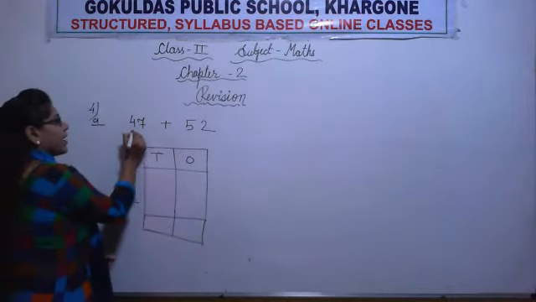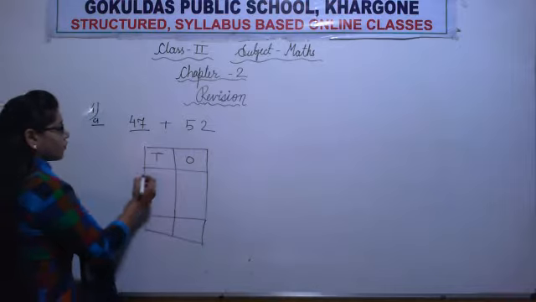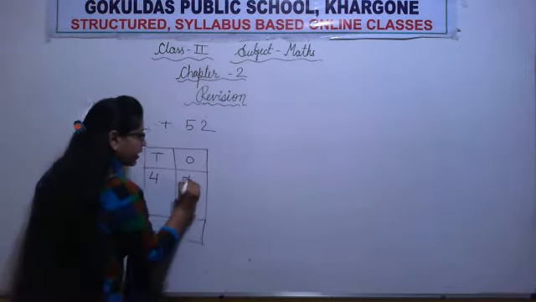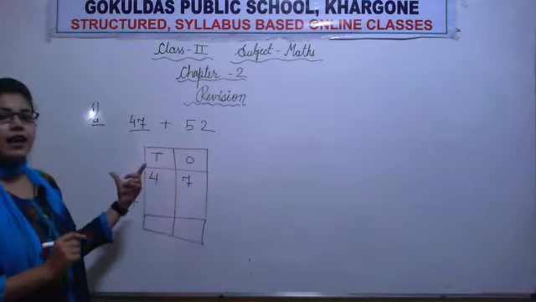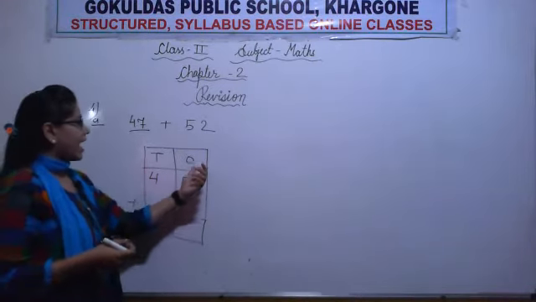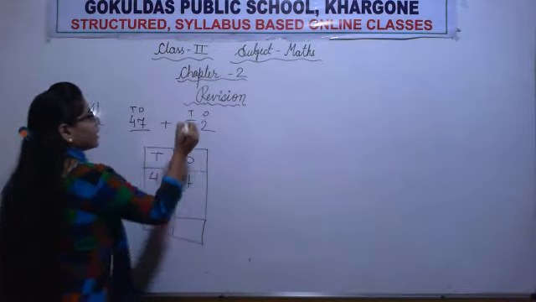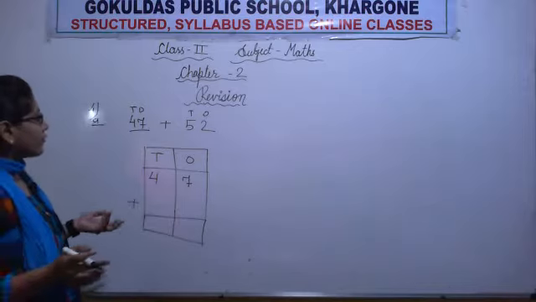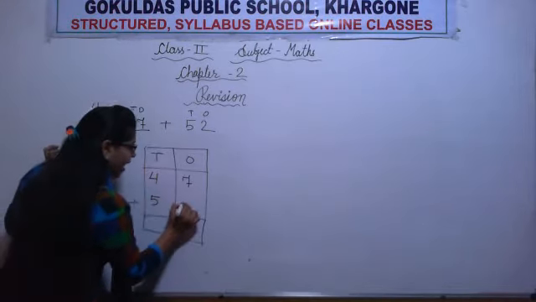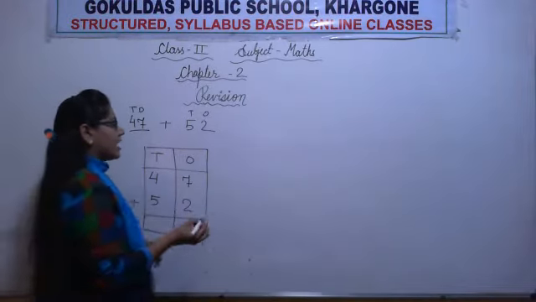So the first number is 47. We will write tens below tens and ones below ones. This is the correct way of placing the digits. We can write tens and ones here also, so that we do not get confused. Now 52, 5 tens and 2 ones. Okay. Now let's add them.